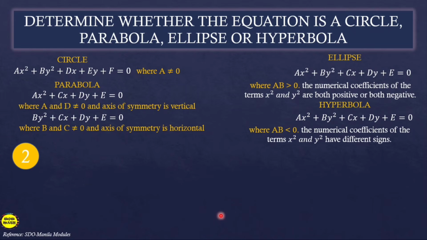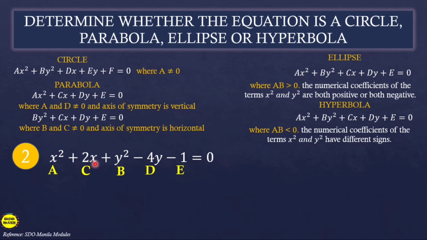Okay, madali lang. Paano naman kapag ganito? X squared plus 2x plus y squared minus 4y minus 1 is equal to 0. So lagyan muna natin ng name para alam natin yung mga given. So basta yung x squared class, lagi yung A. Okay, yung y squared, yun yung B natin. And then yung may x, yun yung C. Okay, ito yung B, D, E.